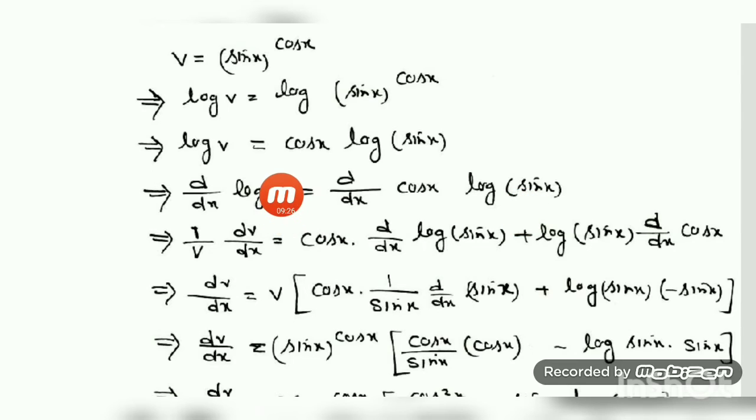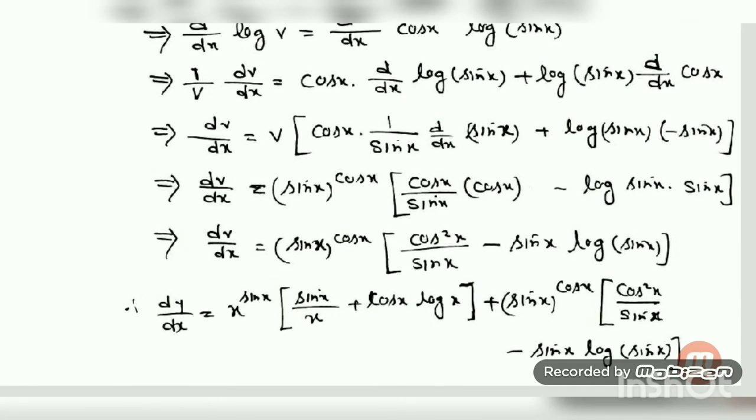What is the derivative of log v? It's 1 by v dv dx. On the right side, I have applied the u into v rule: the derivative of cos x into log of sin x plus log of sin x into the derivative of cos x. The derivative of log of sin x is 1 by sin x into d/dx of sin x. Log of sin x keep it as it is, and the derivative of cos x is minus sin x.